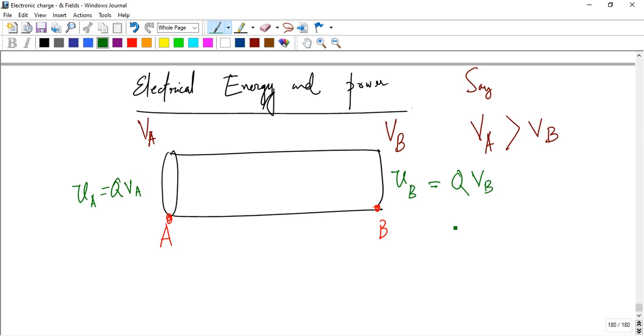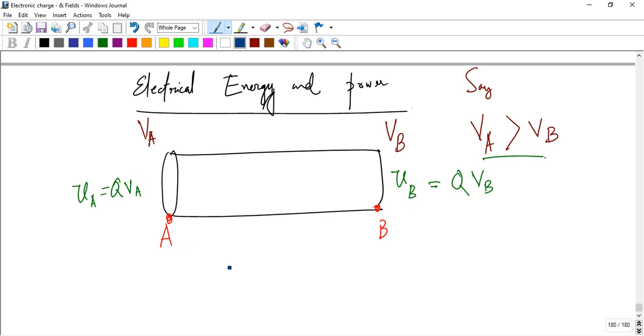Okay, and if VA is greater than VB, so a charge carrier, if I choose the electron, moves from lower potential to higher potential. If you choose the free charge carrier as the proton, the proton moves from higher potential to lower potential. Be clear on the concept: what higher potential means, what lower potential means, and how to relate it to the free charge carrier.